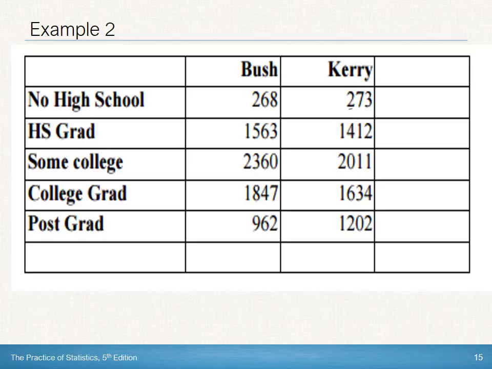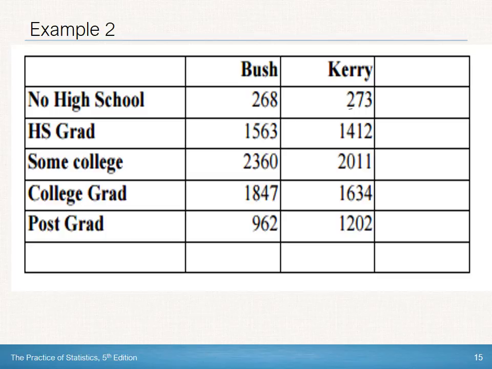Okay, so now we're going to get into an example where we actually are going to do some marginal and conditional distributions here. So remember, marginal is along the margin. So it's the totals or percentages along the margin. Conditional is a cell. So like each individual cell of each category.